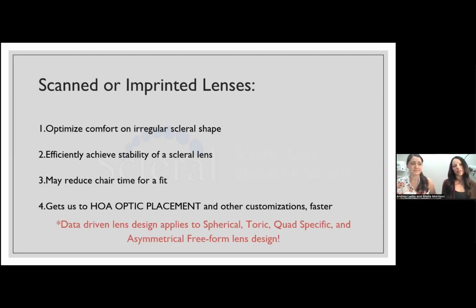When it comes to scanned or imprinted lenses, they really can optimize comfort on irregular eye shapes. And that is something that I certainly find in the clinic. We often can more efficiently achieve stability, but we do need an irregular enough shape for the lens to be stable. So if we fit, say, a scanned or impression lens on a slightly asymmetrical eye, that's not really enough of a difference for it to lock and be stable. It's not much of an advantage over a standard lens with a regular haptic. But for those eyes that do have more irregularity, which is most eyes, to be honest, it can really help to stabilize the lens a little sooner just by mapping out that shape.